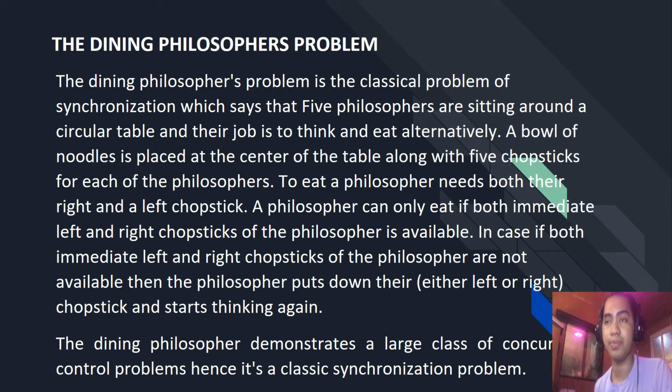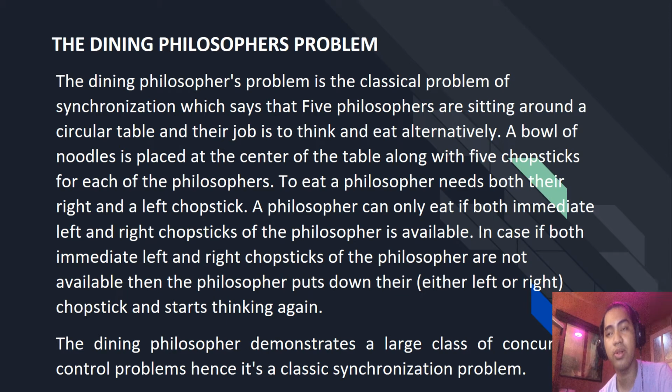A bowl of noodles is placed at the center of the table along with the five chopsticks, one for each of the philosophers. To eat, a philosopher needs both the right and a left chopstick. A philosopher can only eat if both the immediate left and right chopsticks of the philosopher are available.